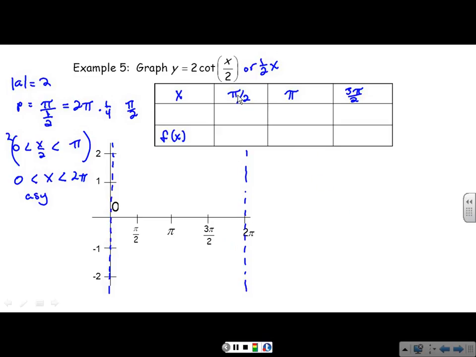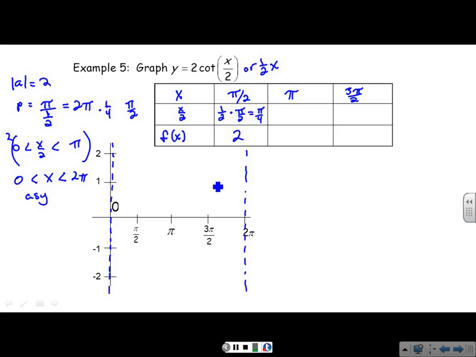Okay, so now we're going to take pi over 2 and plug it into our function for x. Let's write it like this: 1/2 times x, which is pi over 2. That's easier to see, so we get pi over 4. So again, we have cotangent of pi over 4, cotangent of 45 degrees. We're still working off that 45, 45, 90. So that's going to be 1, and then 2 times 1 is going to be 2.